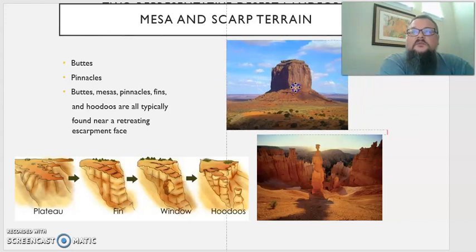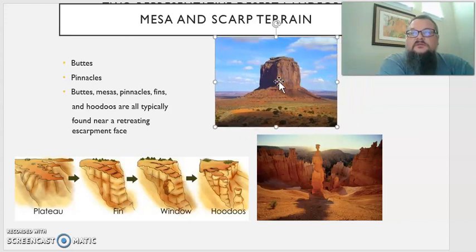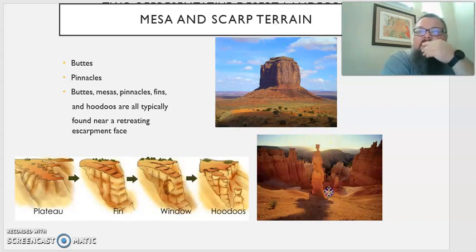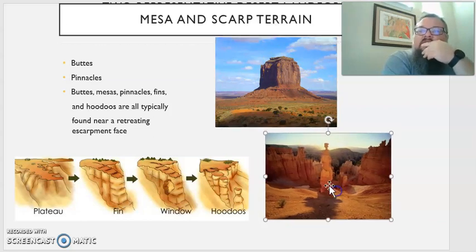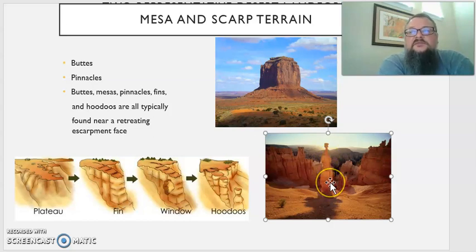Okay, move that picture up there so you can see it better. So you see how this is a perfect example of a butte because it's just about exactly as tall as it is wide. And then a pinnacle would be something like this, that is taller than it is wide. So this is not very wide at all. This is, but it's very tall. Pinnacles are also called spires, or they are also called monuments because they kind of look like statues.